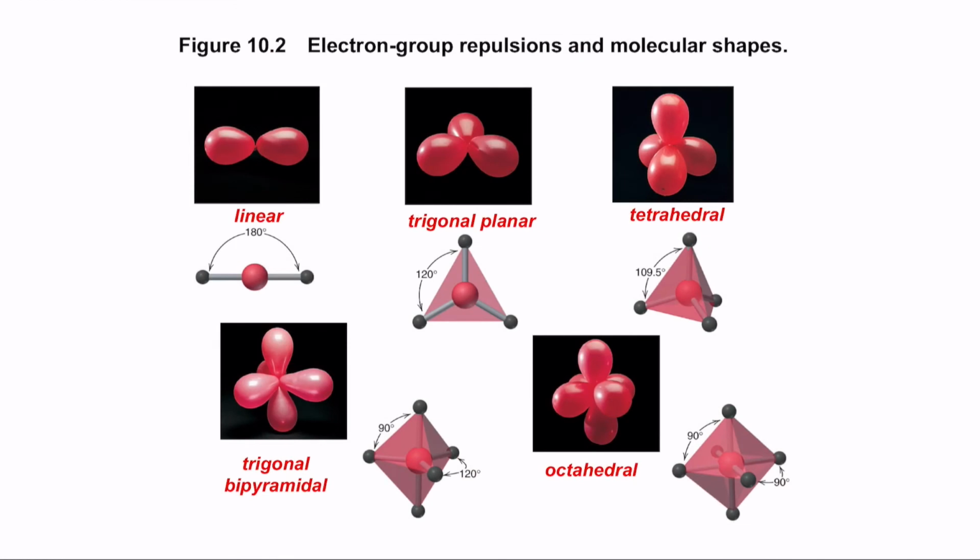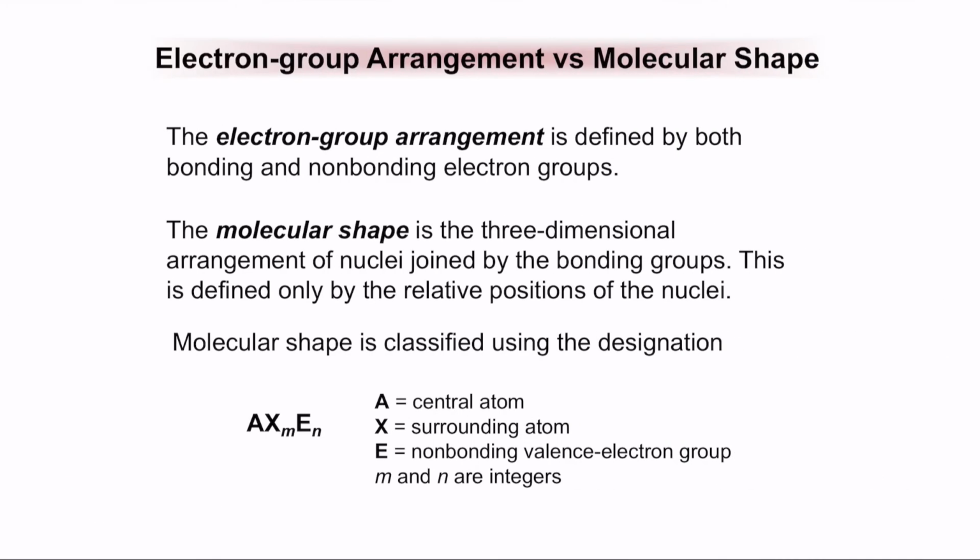So based on the way the electron repulsion works, we can classify the structure of molecules into 5 different shapes. The first one is a linear structure, the second one is a trigonal planar, the third one is a tetrahedral structure, the fourth one is a trigonal bipyramidal structure, and the last one is octahedral structure.